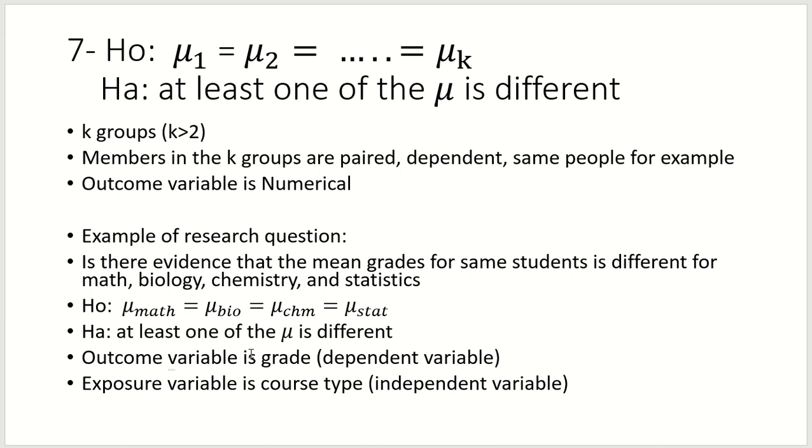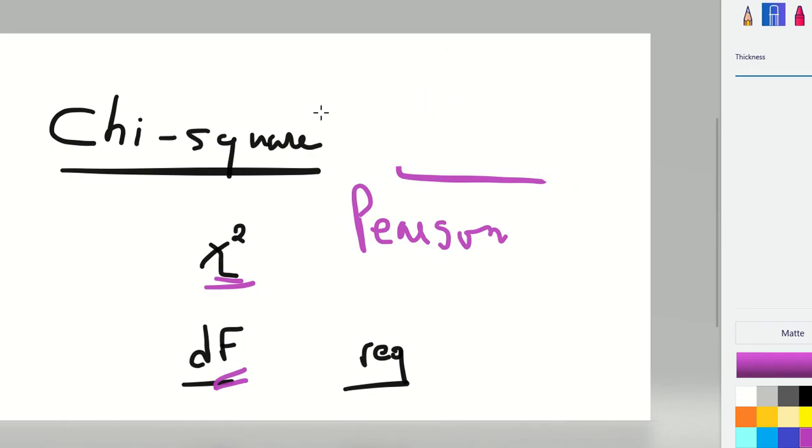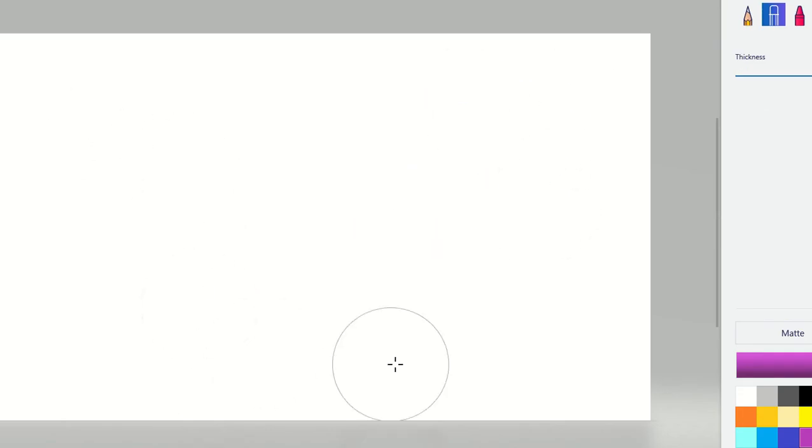The outcome variable is grade, which is your dependent variable. Your exposure variable is course, which course we're looking at, and this is your independent variable. Now, in this scenario, what test do we use? Again, I'm going to mention the test, but I'm not going to go over the formula. Here we're going to use a test that is called the ANOVA test.